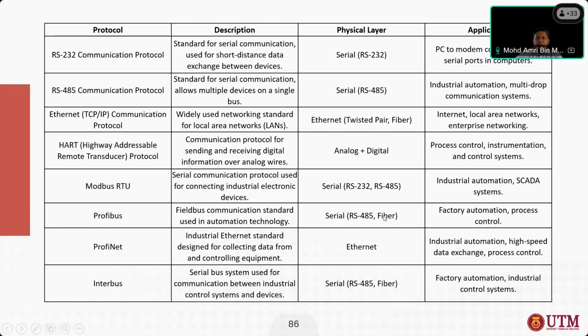These are the physical means of the connection or the protocol. Modbus uses serial, RS-232 and RS-485 protocols. For Profibus, you can use RS-485 or fiber. Profinet, as the name suggests, uses Ethernet. Interbus uses serial or fiber. The rest, like Modbus, Profibus, Profinet, and Interbus, are more for industrial automation or system automation, including SCADA.